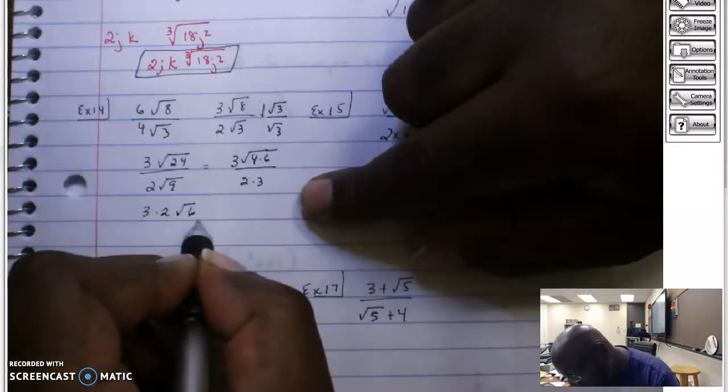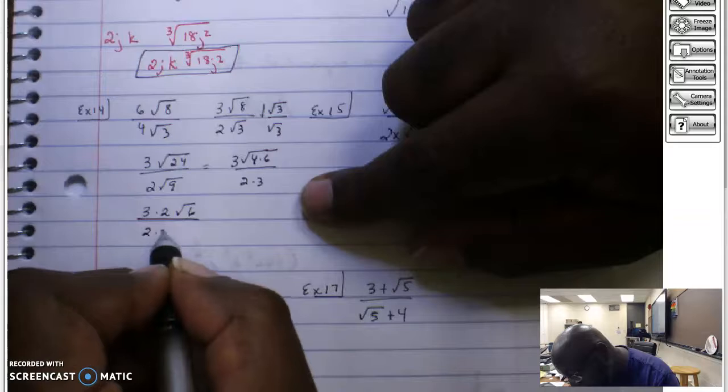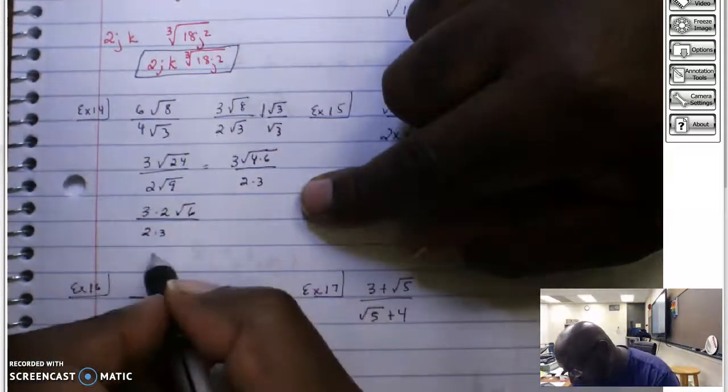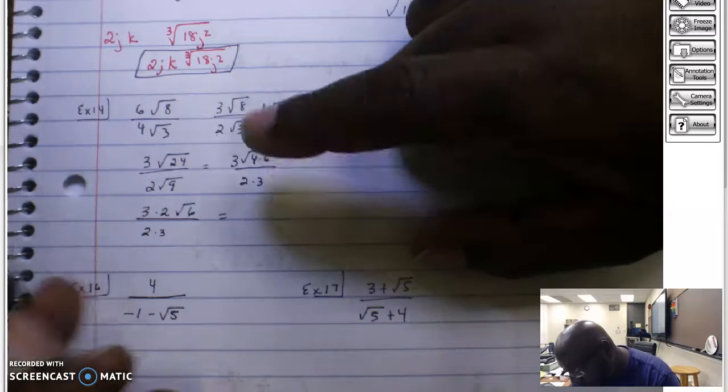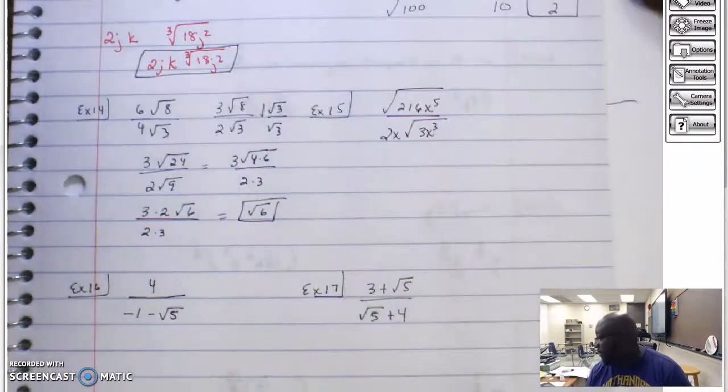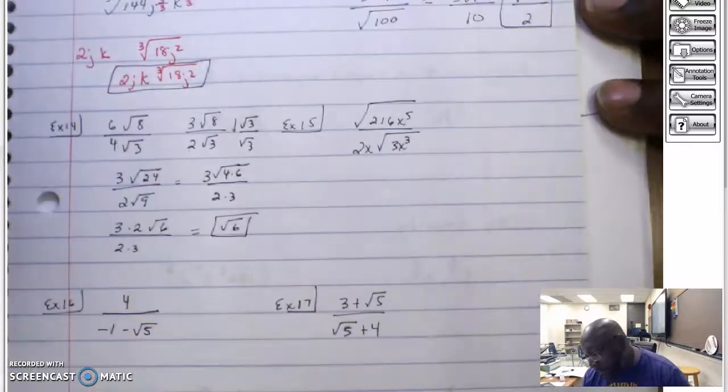Square root of 6 divided by 2 times 3. But hey, look, this is 6 divided by 6. So this pretty much cancels out because it's 1. And that just gives me the square root of 6. Okay. All right. Next example.